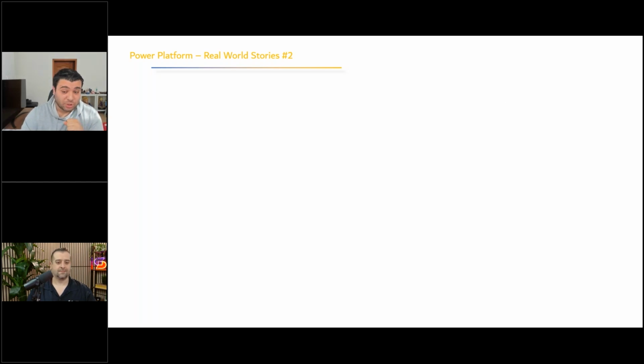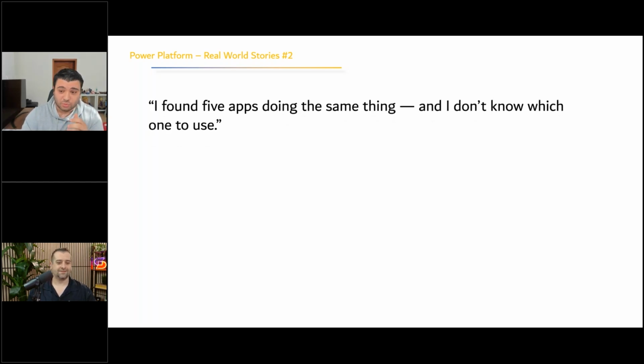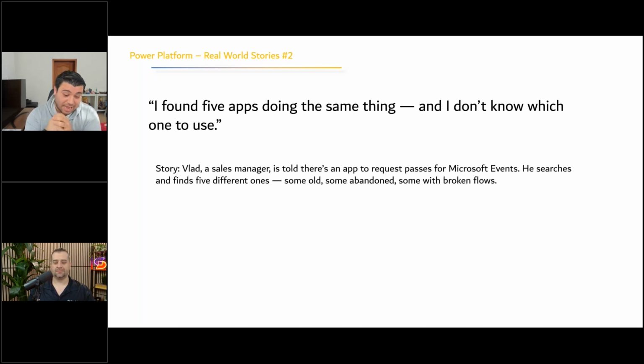A second scenario, which I am sure Vlad remembers as well, because we worked together on that one: I found 5 apps doing the same thing and I don't know which one to use. And the use case here, Vlad, again, a sales manager is told there is an app to request passes for the Microsoft event they hold in San Francisco, Microsoft Ignite, and Vlad loves the US. He finds 5 different ones, some old, some abandoned, and some with broken flows, which is a real use case. What was the problem here, Vlad?